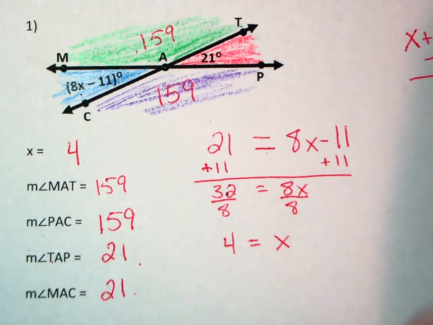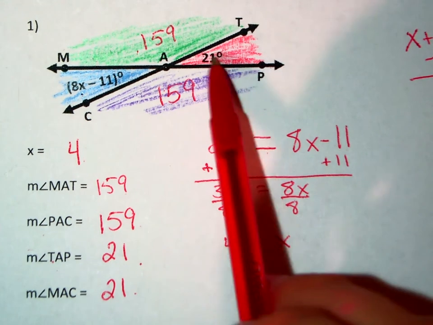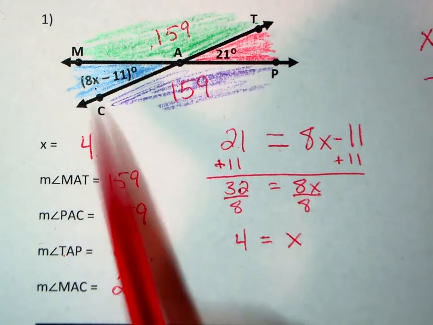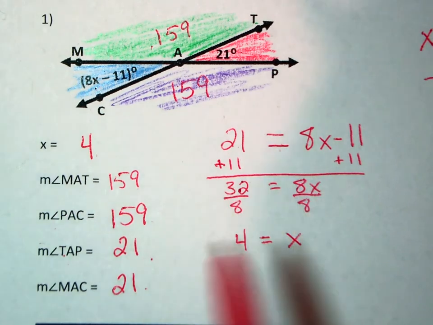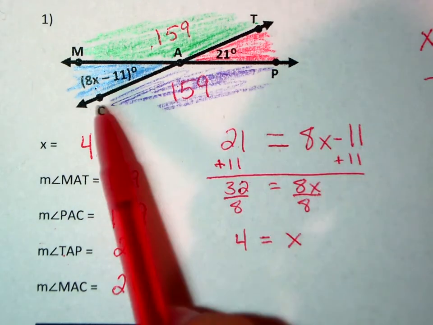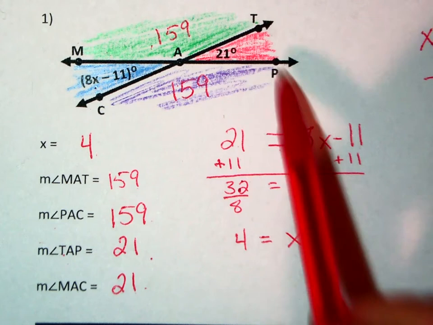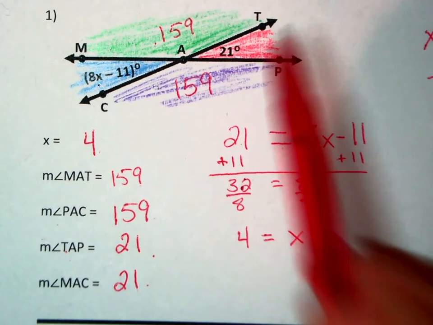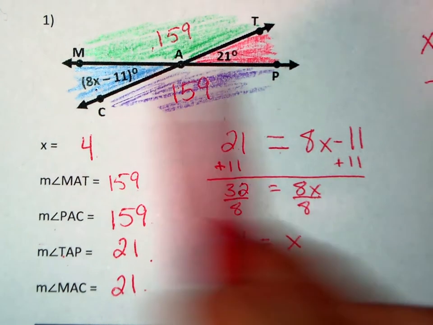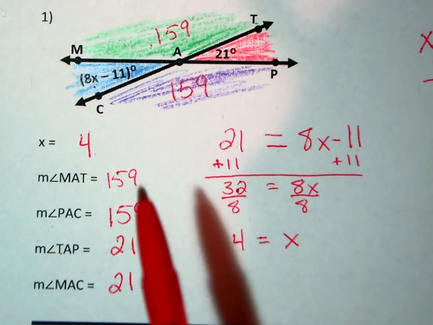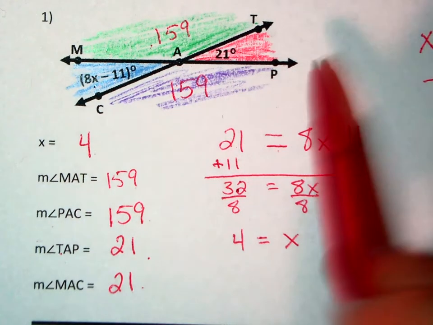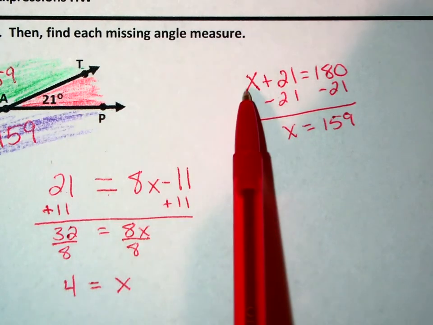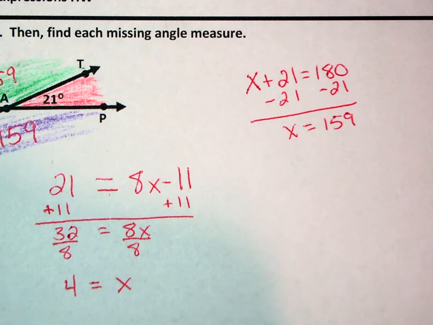My next step is to start to identify my angles. Well, I know TAP is 21, and I know MAC is 21 because they're vertical angles. But now I need to find MAT and PAC. Well, my green angle here and my red angle here, they both form a straight line, and we already know that a straight line is 180 degrees. So my 21 plus an unknown has got to add up to 180.